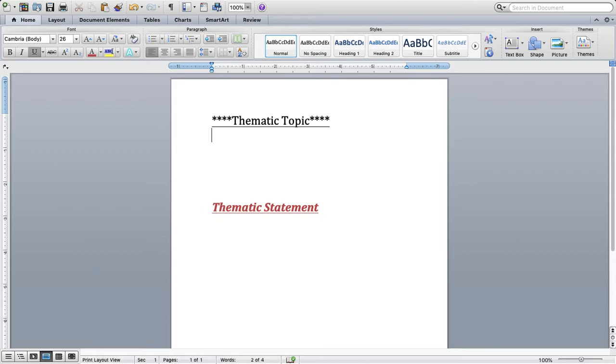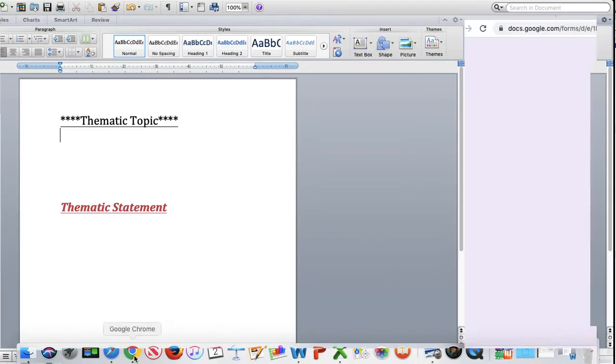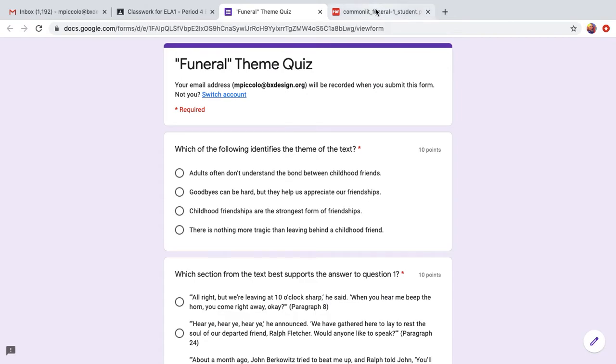So what I'm going to do is go back to my classroom, and I'm going to look at my options on the quiz for different themes. Option 1, adults often don't understand the bond between childhood friends. Goodbyes can be hard, but they help us appreciate our friendships. Childhood friendships are the strongest form of friendships. There is nothing more tragic than leaving behind a childhood friend.